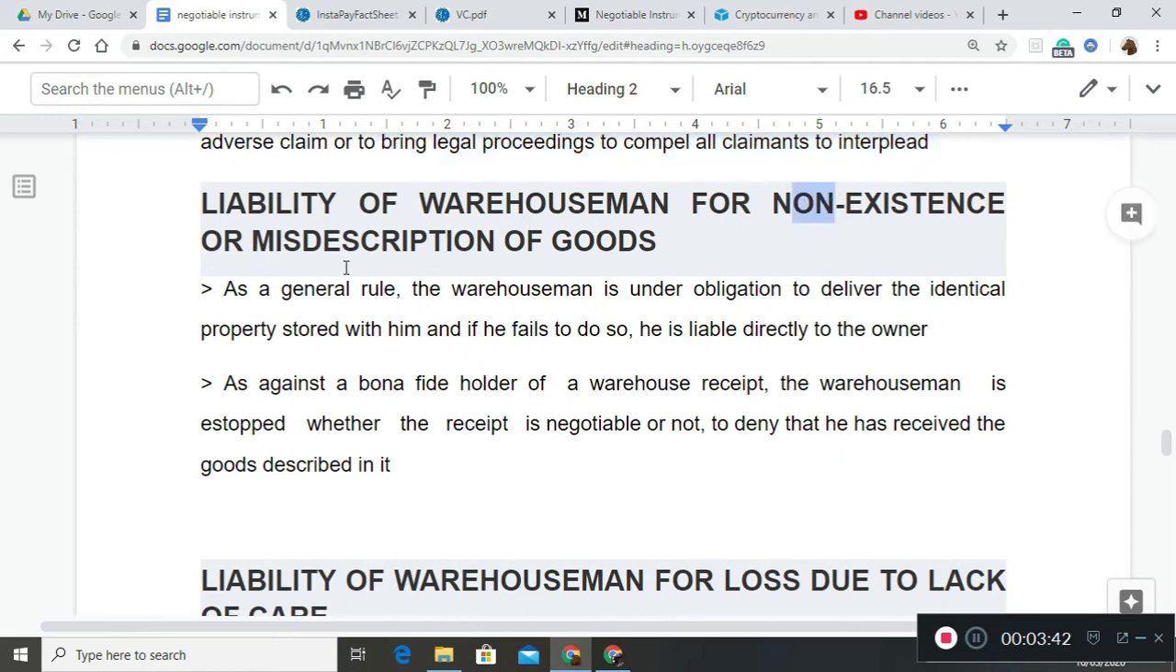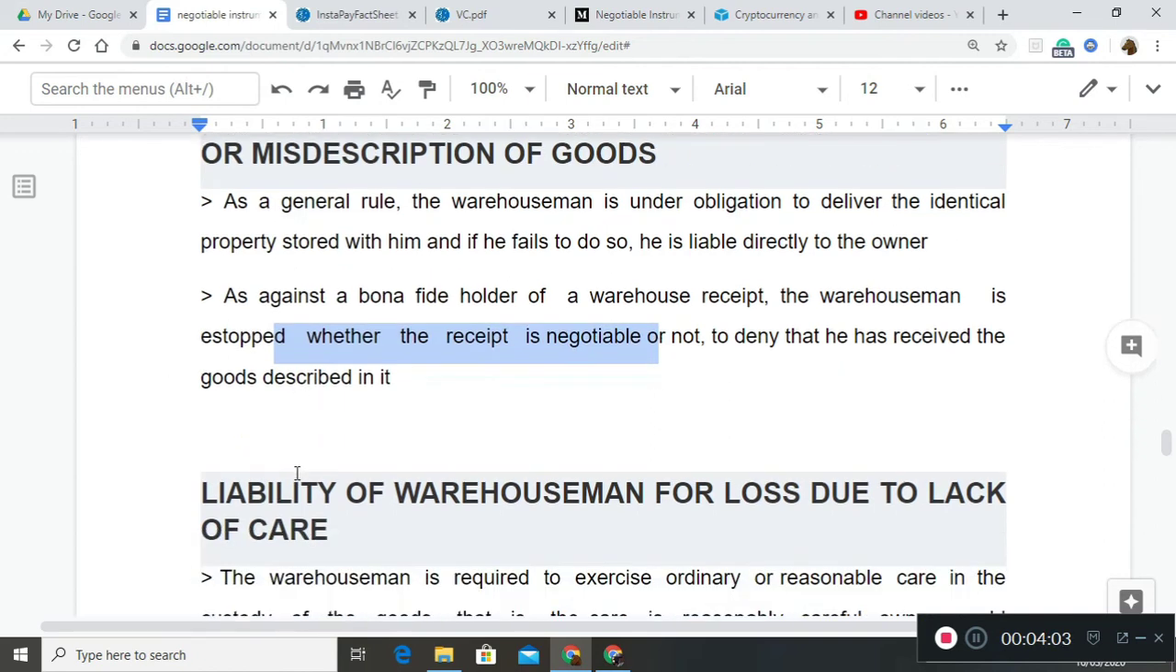Non-existence or misdescription of goods. A warehouseman is generally under obligation to deliver identical property stored with him. So a warehouseman is estopped, whether the receipt is negotiable or not, to deny that he has received the goods described in it.